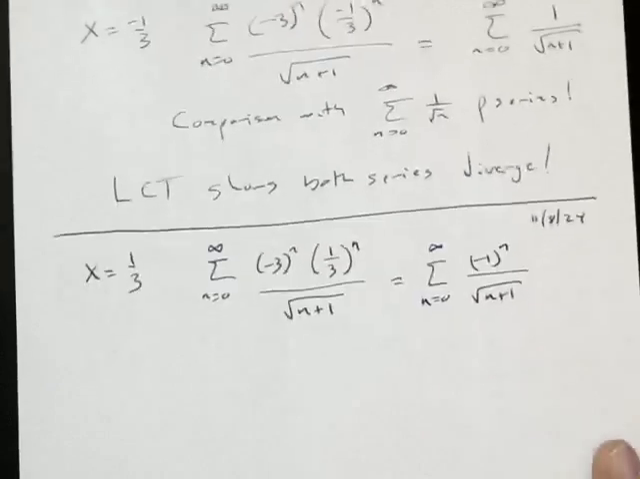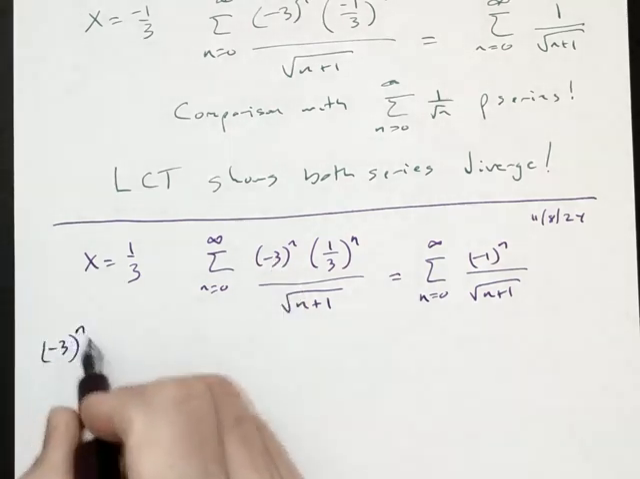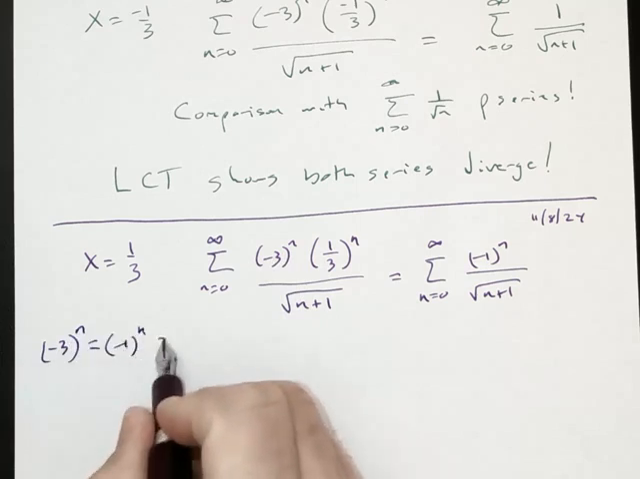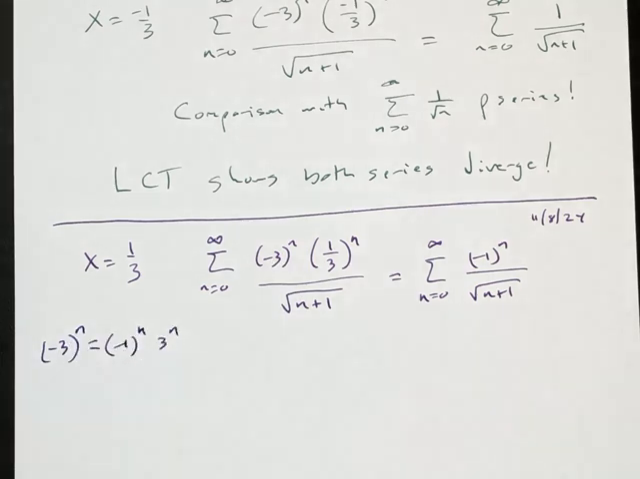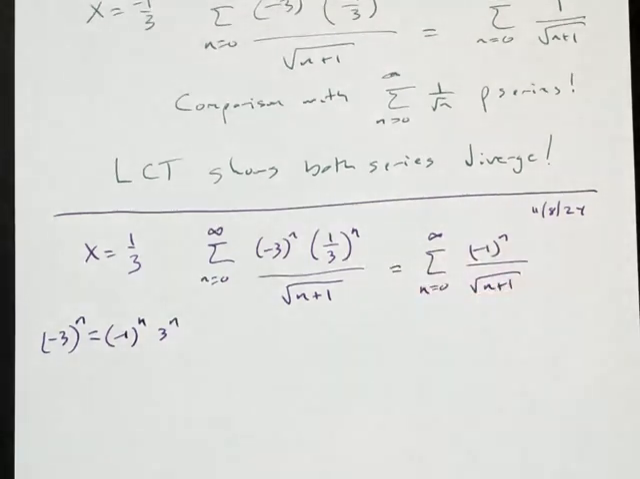As a matter of fact, frequently you'll see people take any negative item raised to a power and split it into the negative power and then the number to the power. So quite frequently, I might write that negative 3 to the n as minus 1 to the n, 3 to the n. And then it's a little more obvious that the 3 to the n and the 1/3 to the n cancel. So now I need to know what to do with that.